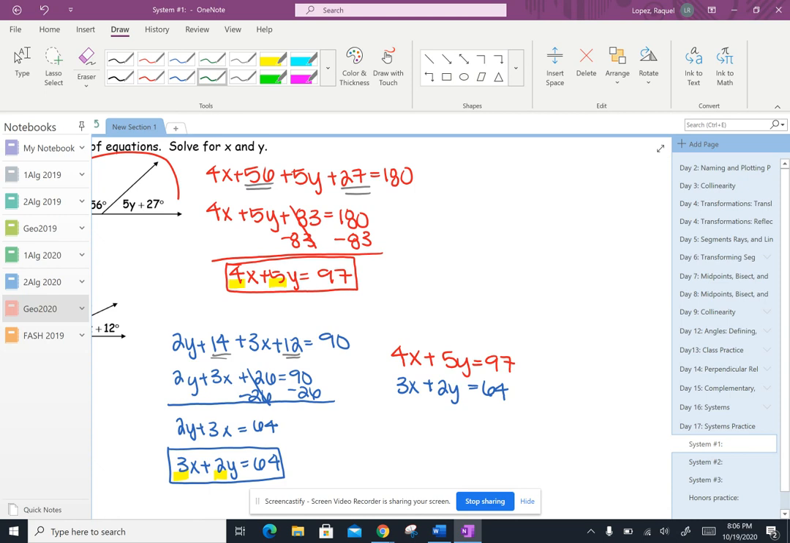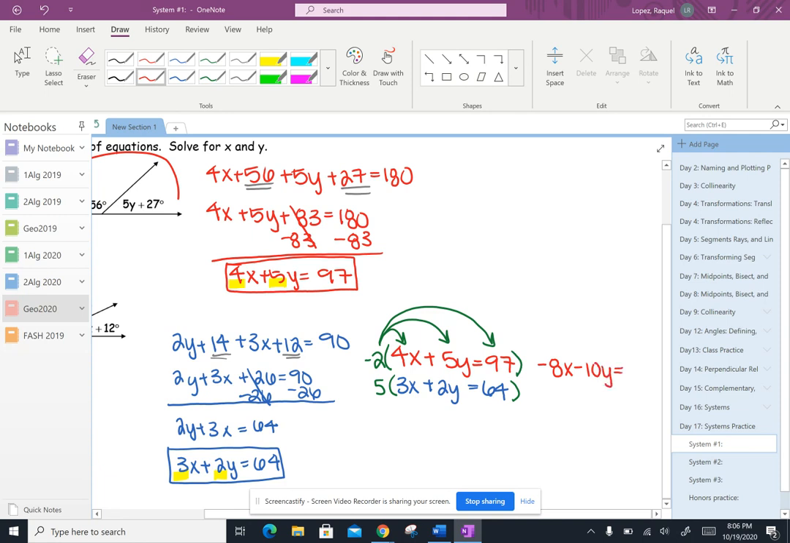It doesn't matter which variable you choose to eliminate. I'm going to choose to eliminate my y's. So I'm going to multiply this entire first equation by -2, and I'm going to multiply the entire second equation by 5. The reason I'm choosing those numbers, as you'll see in just a moment, is this. I'm going to distribute that -2 to everything in the red equation. So I get -8x minus 10y equals 97 times -2 is -194.